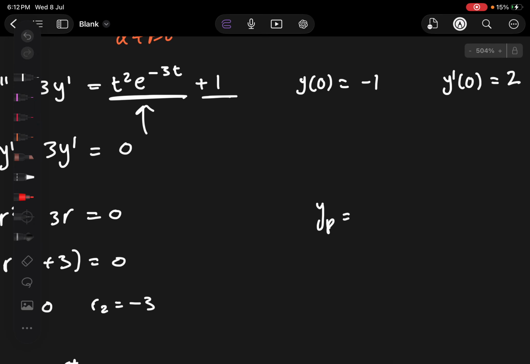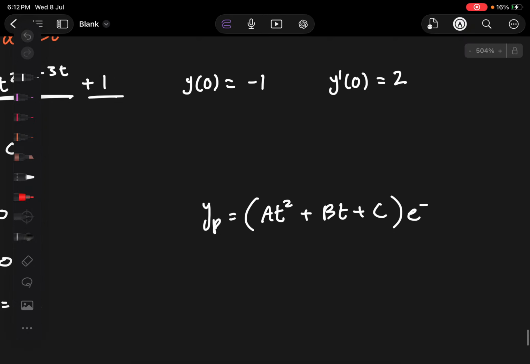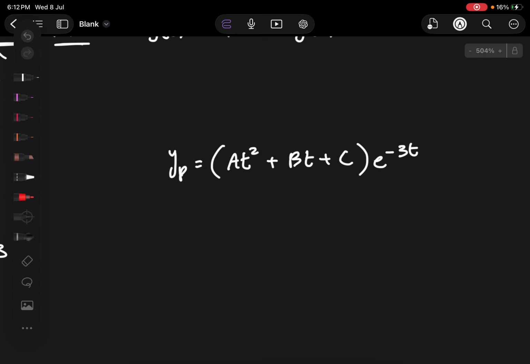It's a polynomial of the second order multiplied by the e part. So we first write the general polynomial at squared plus bt plus c. Then you multiply by the e part, so e to the negative 3t. But don't forget we have to multiply all of this by t. So let's do that.